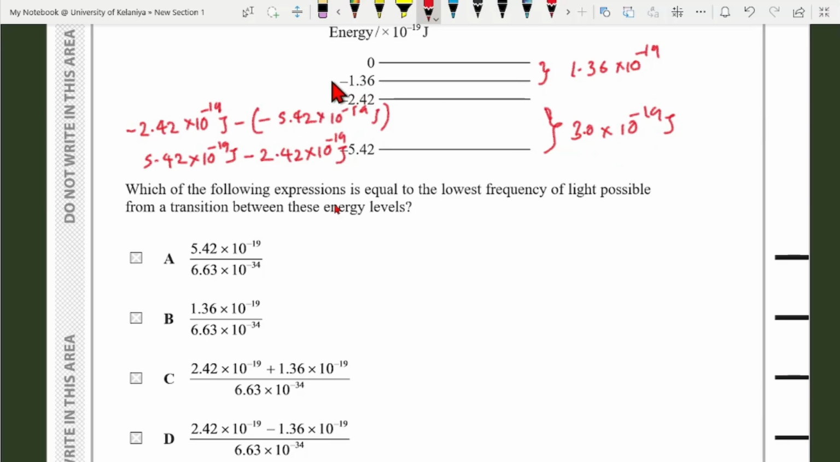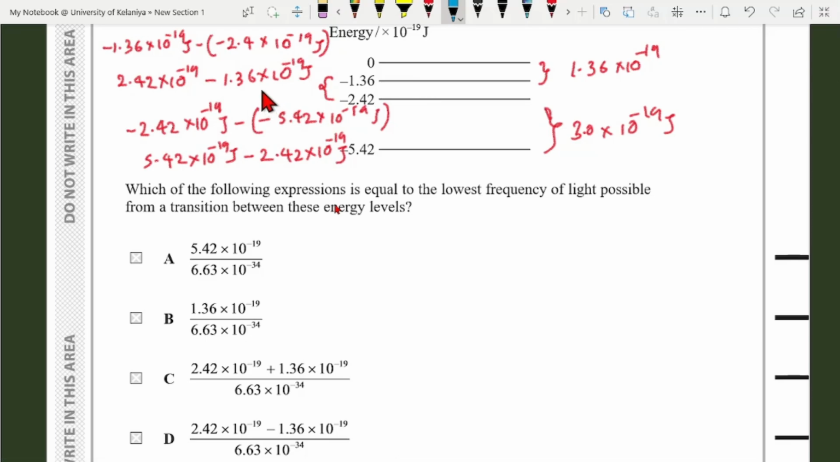You have to do the same thing to take the gap between these two energy levels. Then it is minus 1.36 times 10 to the power minus 19 joules minus negative 2.42 times 10 to the power minus 19 joules. Because we have two negative signs it will become positive, so it is 2.42 times 10 to the power minus 19 minus 1.36 times 10 to the power minus 19 joules. If you simplify this, you will get 1.06 or something. I can't remember it properly, let me check it with my calculator. Yes, it is 1.06. Now we know the lowest possible energy transition.